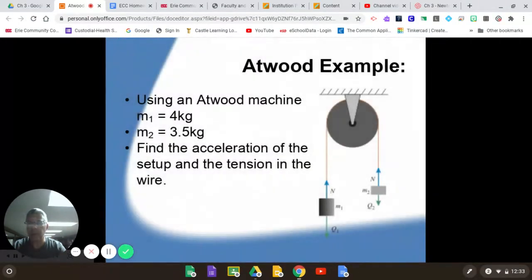Oops, what happened there? There we go. So here's an example. It says use an Atwood machine. M1 is 4 kilograms, M2 is 3.5 kilograms. Find the acceleration of the setup and the tension in the wire. So now we're doing this on Earth. g is 9.81. Now you're going to have a homework question where you're going to be doing this. You're going to have a test question that will ask you to find gravity. So you have to do a little more manipulating on the algebra side.